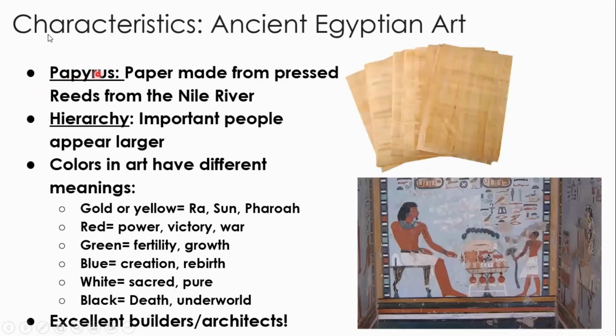Another characteristic of Egyptian art is papyrus. Here's an example of some papyrus, which is, again, the pressed reeds from the Nile River. The first paper ever made. But again, the Egyptians were the first ones to ever make paper, and they would put their writing on there.